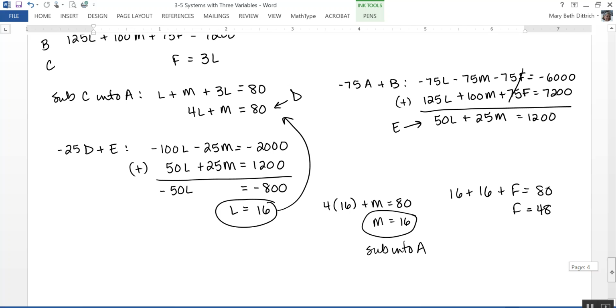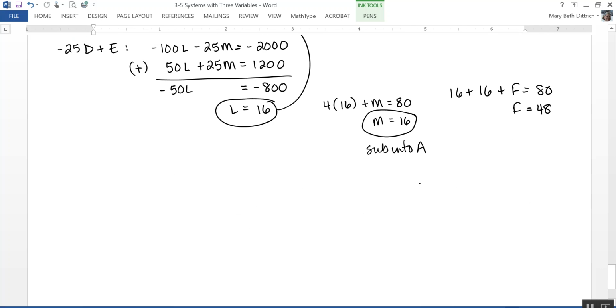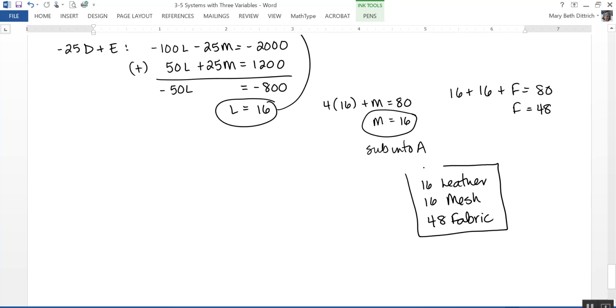So what am I going to buy here? I'm going to buy 16 leather chairs, 16 mesh chairs, and 48 fabric chairs. And that gives me my total of 80 chairs and for a cost of $7,200. So in this section, we took a look at systems of equations with three variables, with an x and a y and a z, and how to solve those by elimination and substitution.